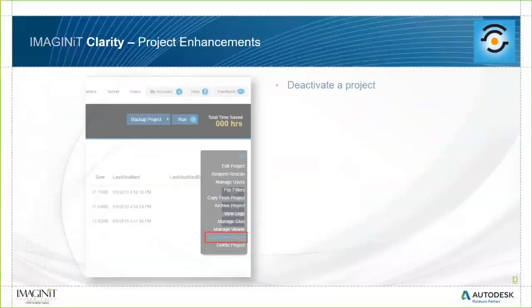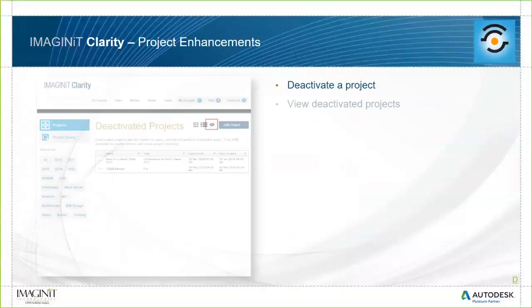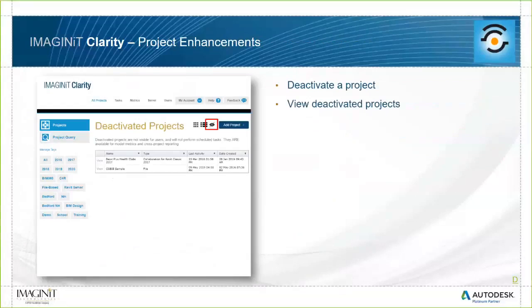So other project advancements, and this is actually kind of a nice tool here, is the ability to deactivate a project. If you deactivate a project, it doesn't delete it, but it does stop all the tasks and everything running on it. It's like a giant pause button, and it pulls it out of the list of available projects here. So you can use this filter here to control whether or not you want to see the deactivated projects.